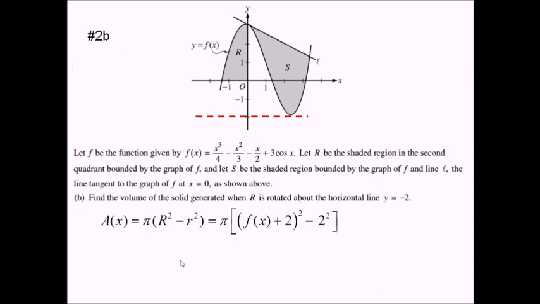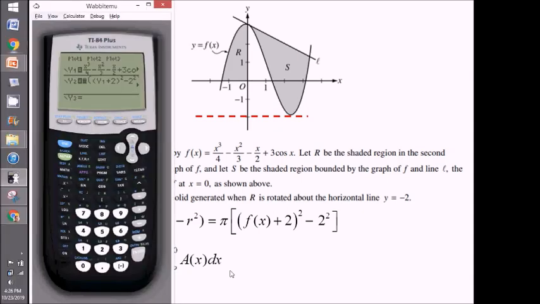And now for my volume, I'm going to say that I have the integral from P to 0. It's the same limits of integration as my area for R. And then I'm just going to do A of x dx in here. Now to do this on the calculator, I'm actually going to enter A of x in my y2 just to make it a little less unwieldy. So I've got a pi. This is f of x plus 2 squared in here. Glad I don't have to write that f of x function again. And then I'm subtracting 2 squared.